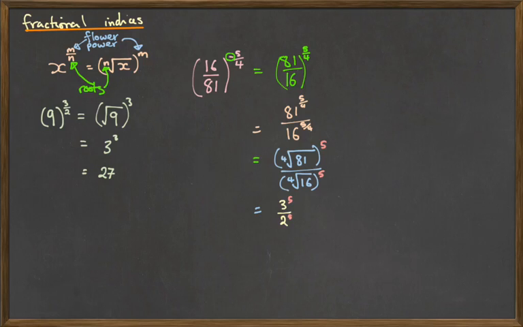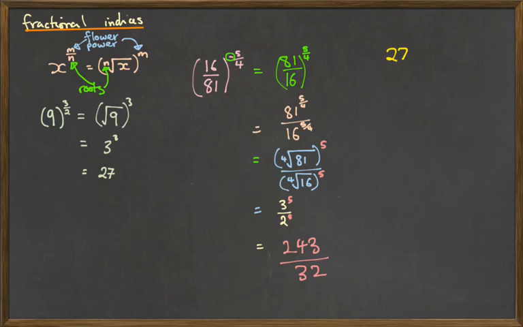3 to the power of 5 is 243, and 2 to the power of 5 is 32. So that's what this should be. Take a look at the solution. I sort of messed that up a bit, but hopefully you get the idea.